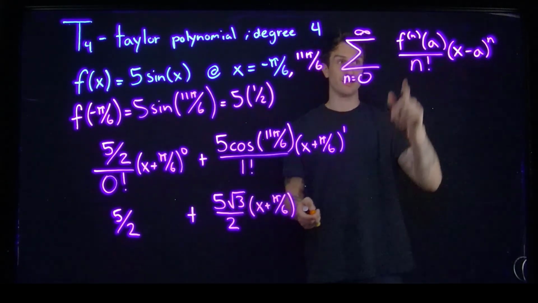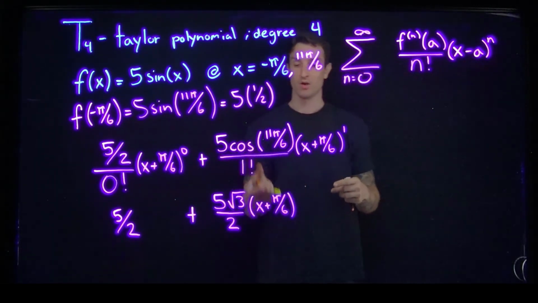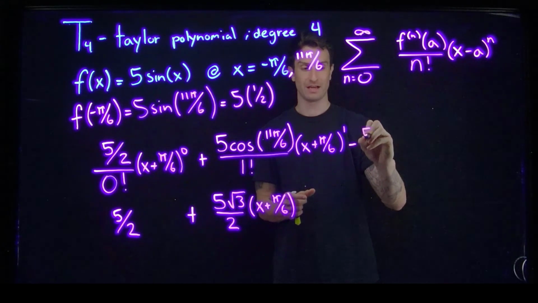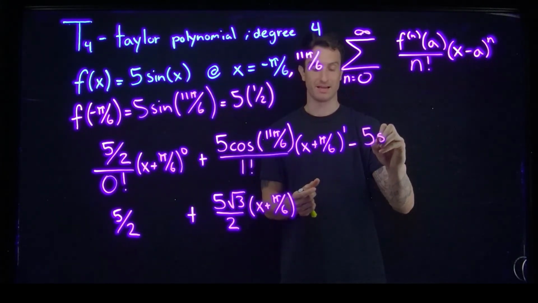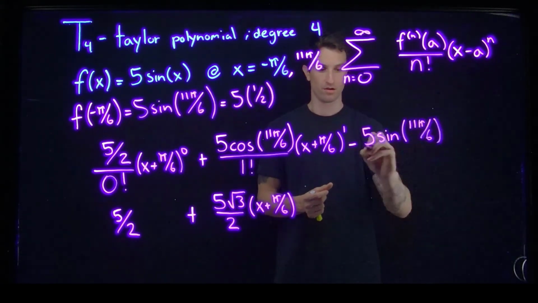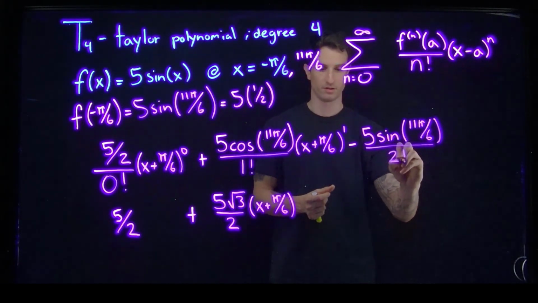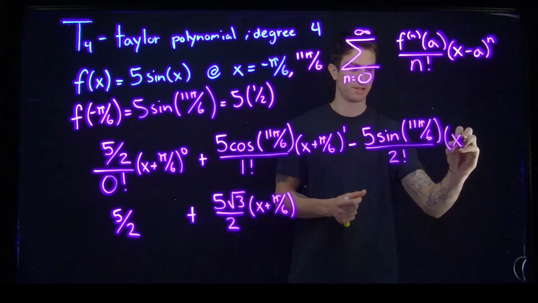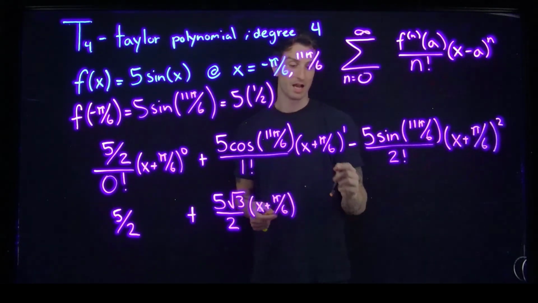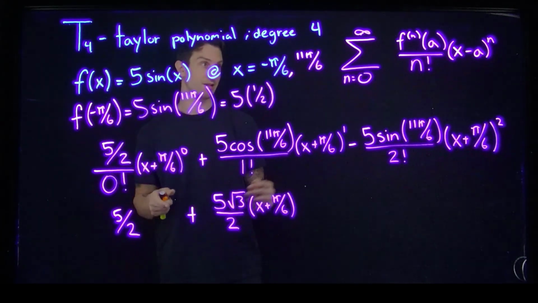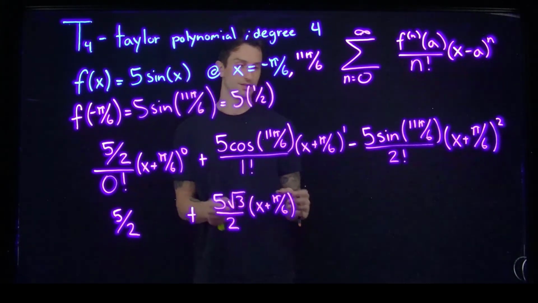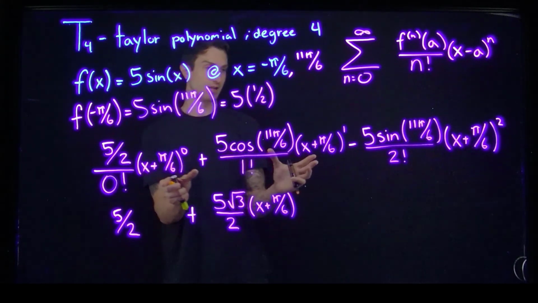Okay, what's our next one? Now we need the second derivative. Well, we have the first derivative. Now we need the derivative of cosine, which is negative sine. So now we have minus 5 sine 11 pi over 6 all over 2 factorial, times x plus pi over 6 squared. I'm going to only go up to 2 degrees. I know I said 4 degrees for the homework, I lied because I ran out of space, but hopefully we're understanding the pattern. We're just taking derivatives and plugging in values.